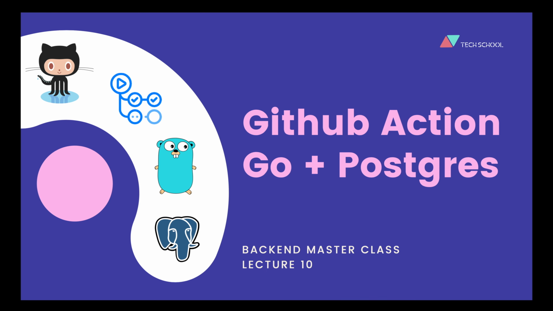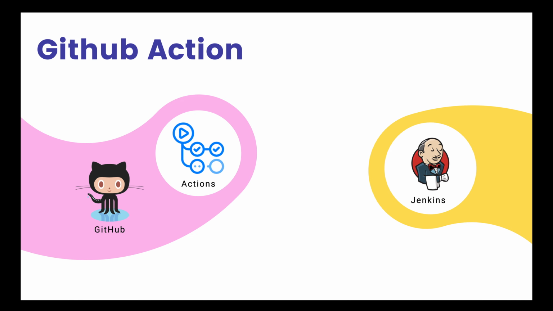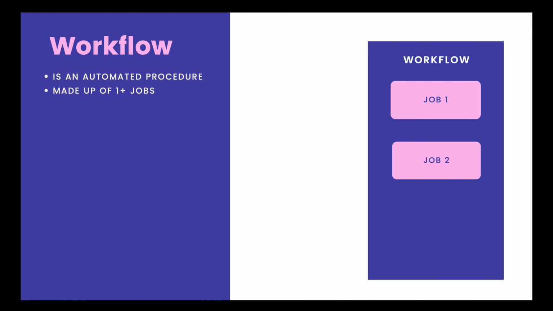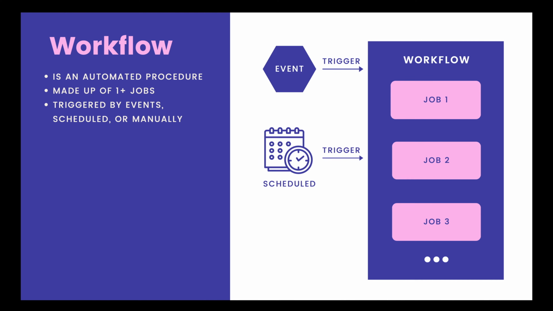Github Actions is a service offered by GitHub that has similar functionality as other CI tools like Jenkins, Travis, or CircleCI. In order to use Github Actions, we should define a workflow. Workflow is basically an automated procedure that's made up of one or more jobs. It can be triggered by three different ways: by an event that happens on the GitHub repository, by setting a repetitive schedule, or manually clicking on the Run Workflow button on the repository UI.